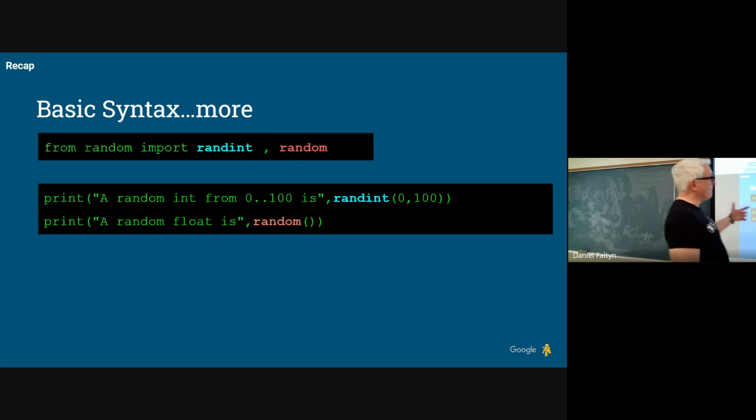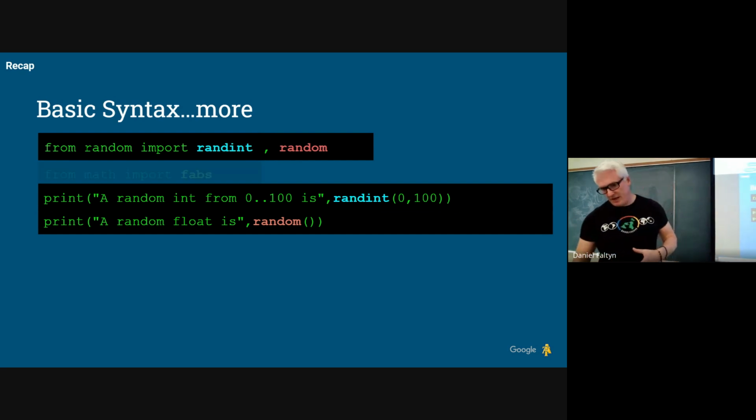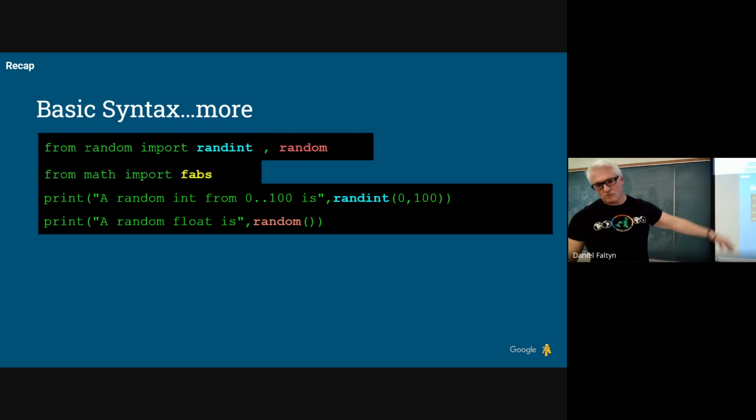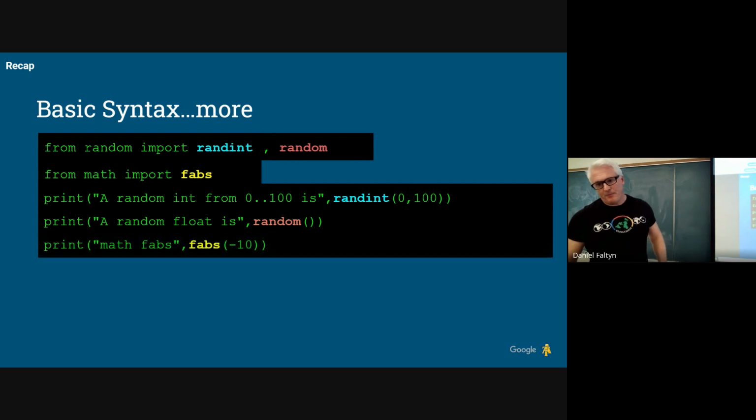I can import multiple functions from inside here. So there's actually a function called random in the random module that generates a random float. So I could say from random, import randint, random. And then I could just say randint and random to generate those. And just another example for math.